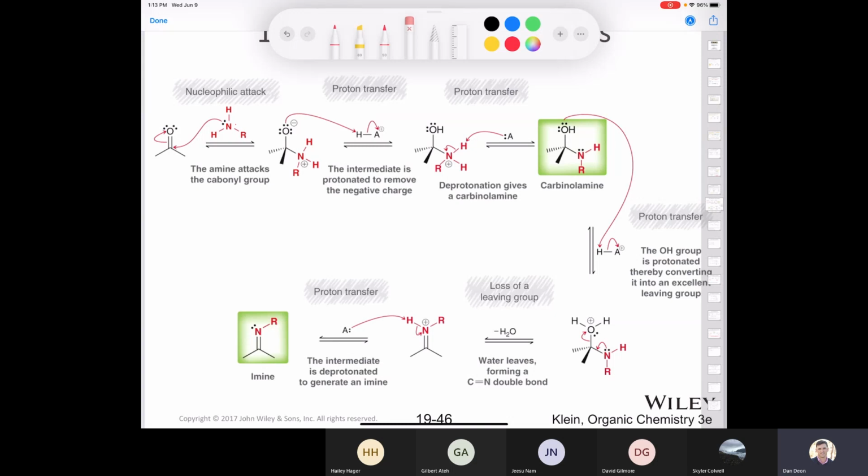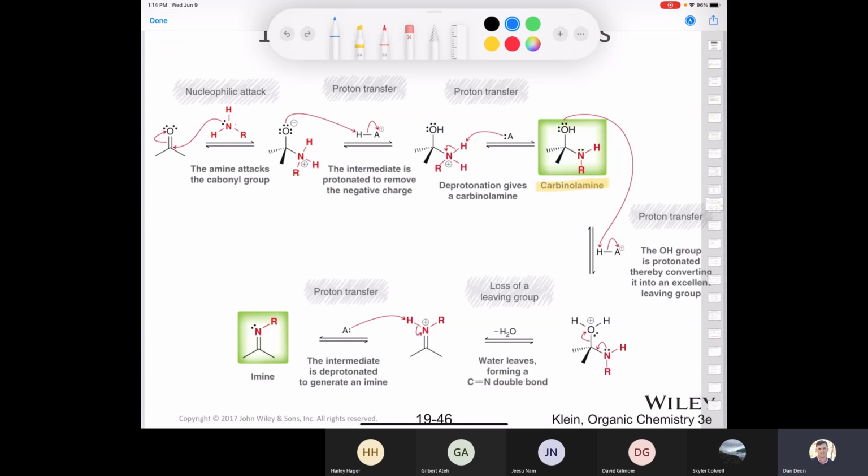Okay, so now that we've got that out of the way, we do the nucleophilic attack, the proton transfer, then we do another proton transfer, and we end up with this interesting intermediate here that you call a carbinolamine. It's a new functional group. You need to know it. And the carbinolamine is kind of funny. The way I think about it is, okay, it's a carbon with a hydroxyl, so it's like an alcohol, and it's like an amine, both on the same carbon. So that's a carbinolamine.